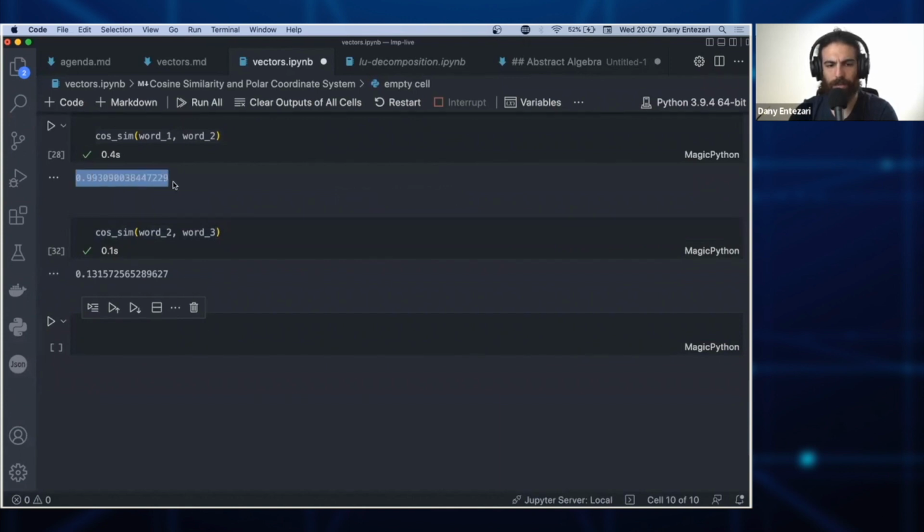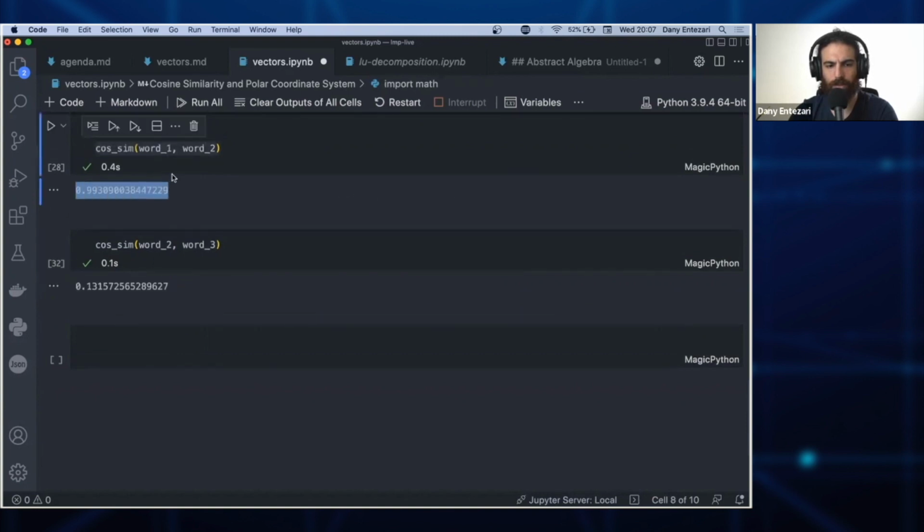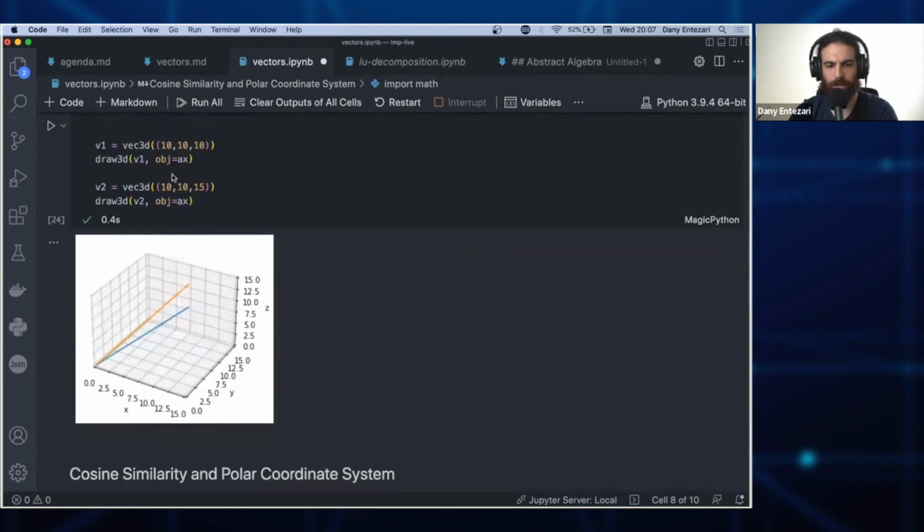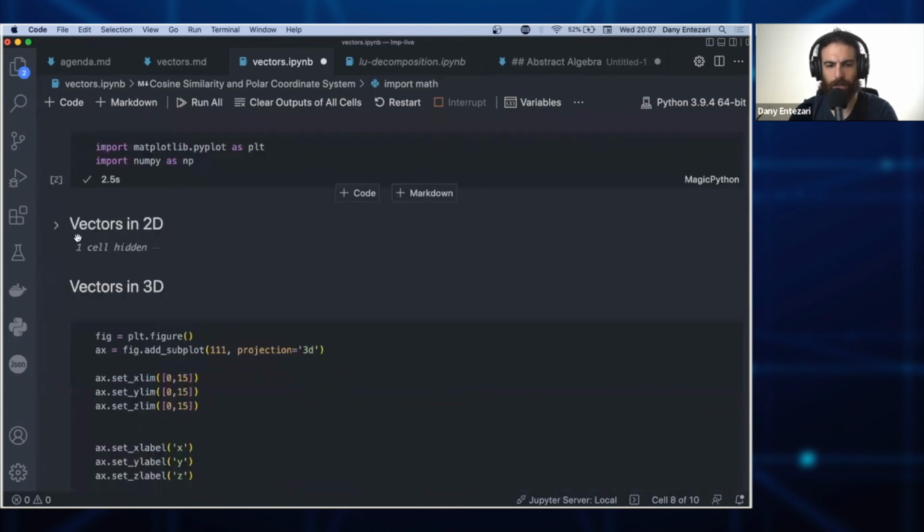Now these are angles. How do we plot these angles on a plot like that one? So how can we visualize this?